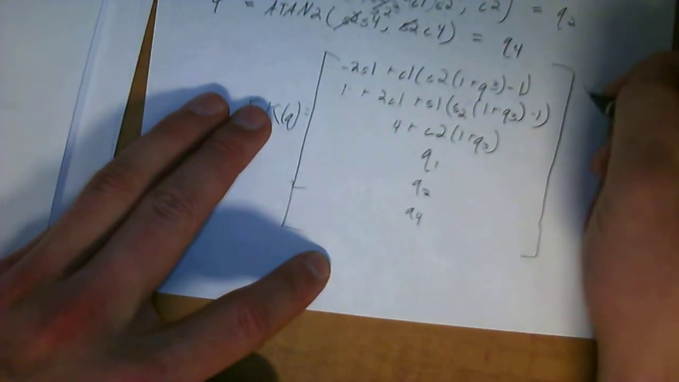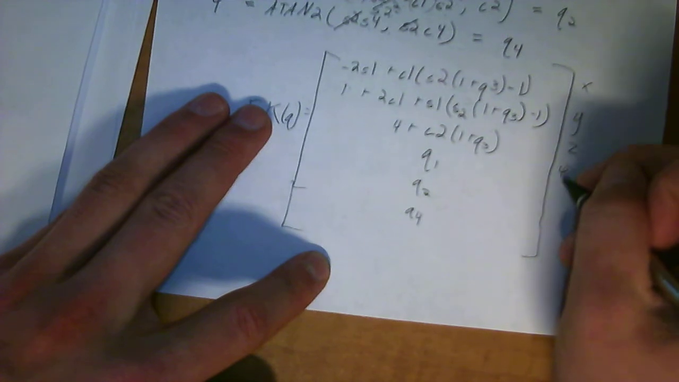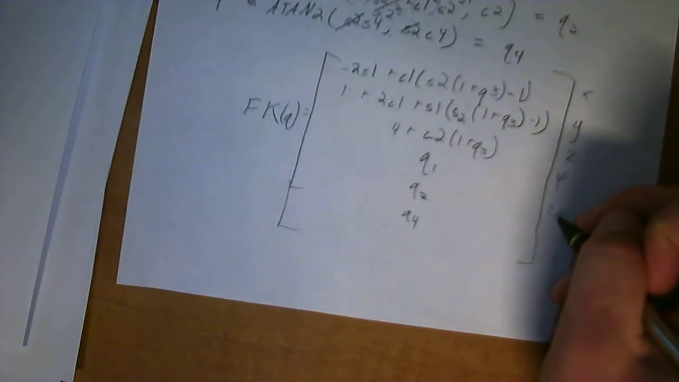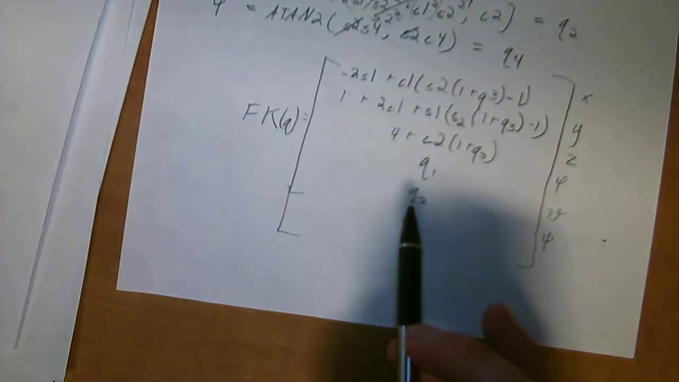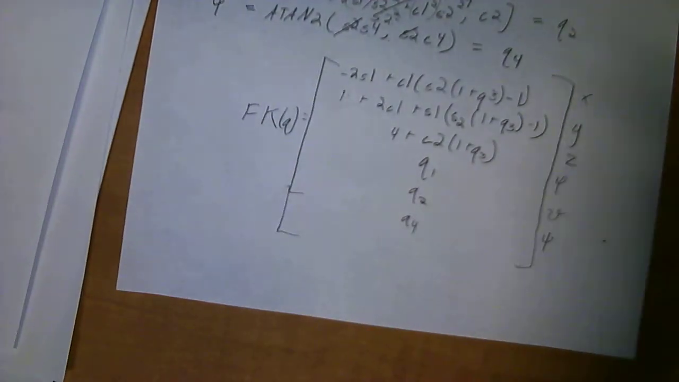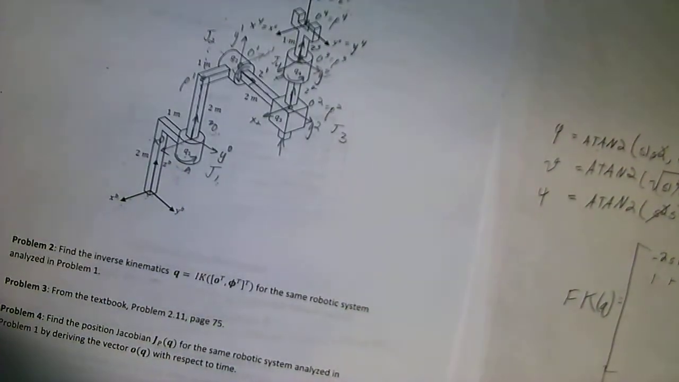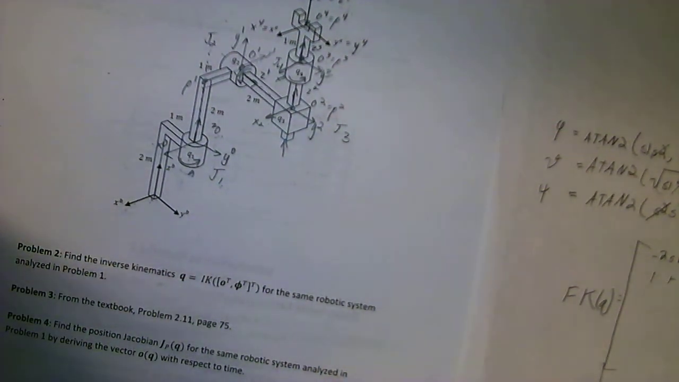Zoom that out a little bit more. Now this part is your x, y, z, and this is your phi, theta, and psi. And that is your complete forward kinematic vector. And you have the forward kinematics of this arm. And that's all there is to it, really. It's a little labor intensive, but it actually simplifies pretty quickly, and once you're used to it, it's fairly easy.